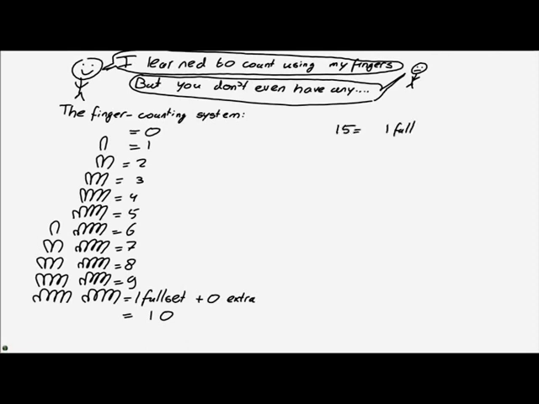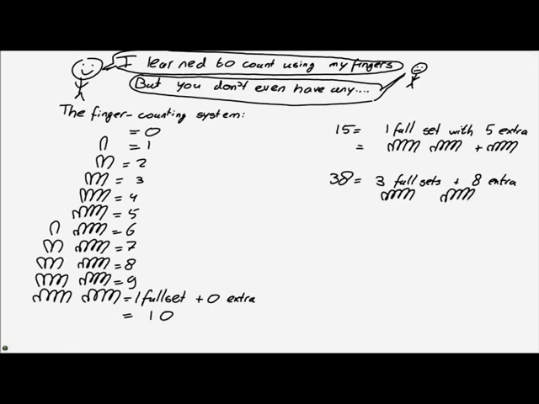15 is no different. 15 is just one full set with 5 extra, or 10 fingers with 5 left. 38, well, it's just 3 full sets with 8 left over. And addition this way becomes really simple. As you remember from being a child, you could just count your fingers and be done with it. If I were to raise 2 of my fingers and you were to raise 7, in total we would have raised 1, 2, 3, 4, 5, 6, 7, 8, 9 fingers in total.